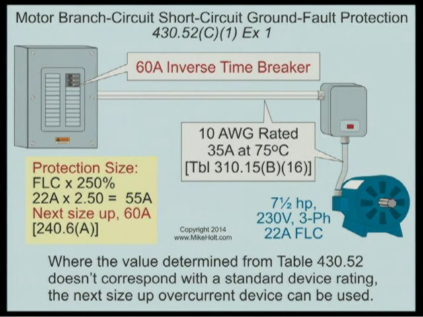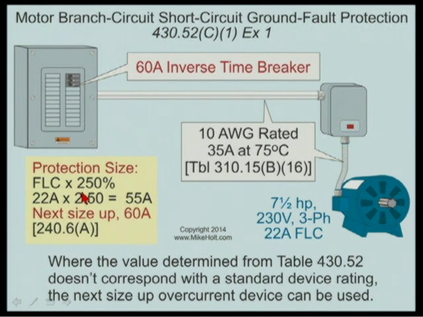Okay, let's take a look at an example about the 430.52(C)(1) exception. We have a 7.5 horsepower motor, 230 volts, three phase. We go to 430.250. We find out the motor draws 22 amperes. We size the conductor to 125%. We did it previously. That was 22 times 1.25, and it was a 10 gauge wire, but we're talking about the exception here.